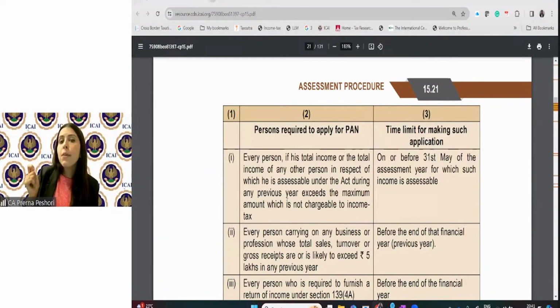The time limit for making the application is on or before 31st May of the assessment year. Every person carrying on the business whose turnover or gross receipts are likely to exceed rupees 5 lakh, then before the end of the financial year, he needs to obtain the PAN.